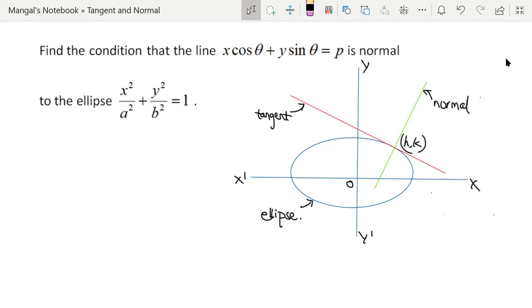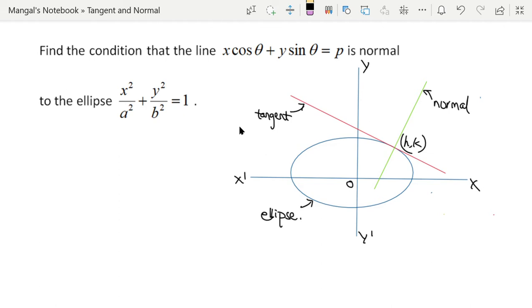Today I have video number one of differential calculus, with the topic relating to the tangent and normal. Here is the question: find the condition that the line x cos theta plus y sin theta equal to p is normal to the ellipse x square upon a square plus y square upon b square equal to 1, and the related diagram I have drawn over here.